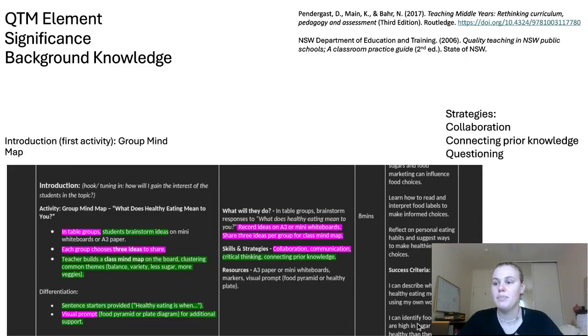Questioning also draws on background knowledge, prompting students to reflect on their knowledge to answer. For the mind map activities, questions such as what does healthy eating mean to you and what things come to mind when you think of healthy eating will all prompt a different response from each student due to the difference in background knowledge. Students are able to expand their knowledge and gain different perspectives on topics through questioning and listening to other students' answers.